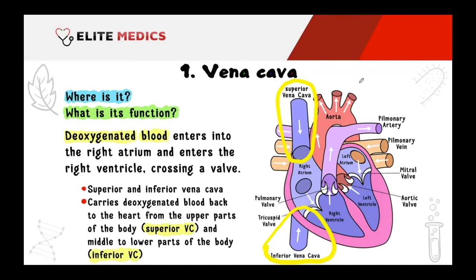Okay, so the vena cava. So the vena cava is the main vein of the body. So this is the main vein of our body. So it's taking blood from everywhere in the body back to the heart, and this is carrying deoxygenated blood.